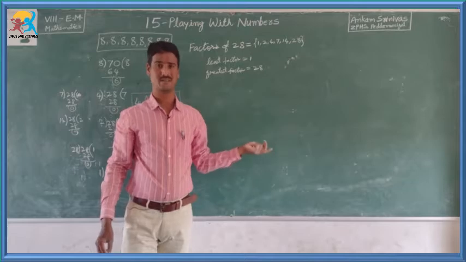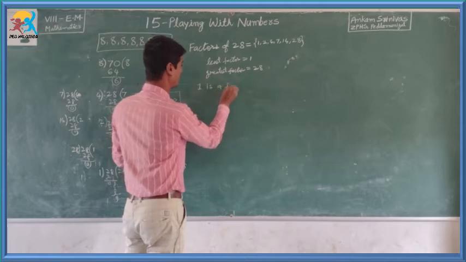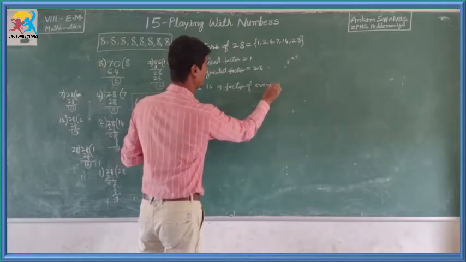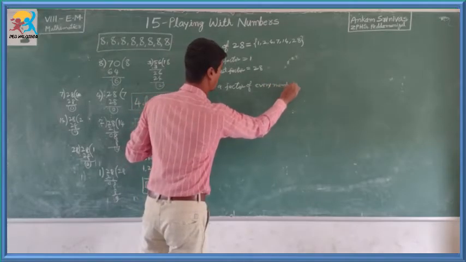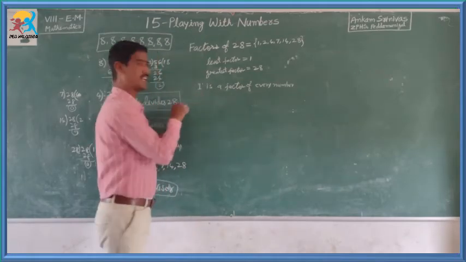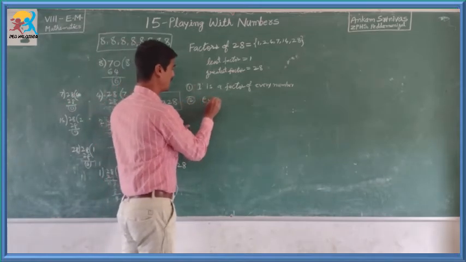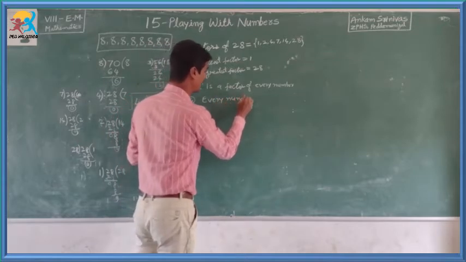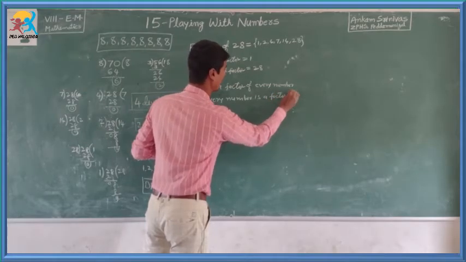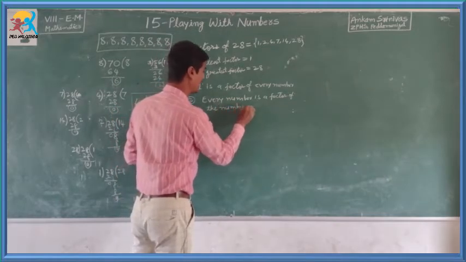So we can conclude that 1 is a factor of every number. 1 is a factor of every number and every number is a factor of itself. This is the first point. And the second point is every number is a factor of the number itself.